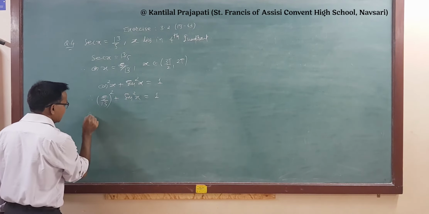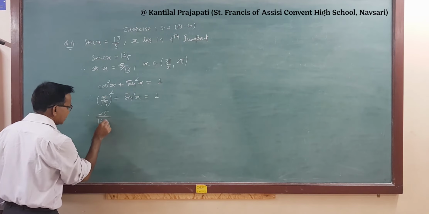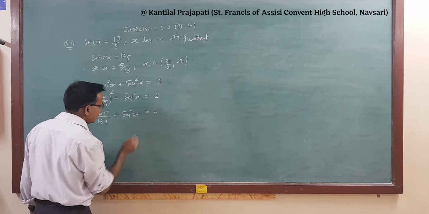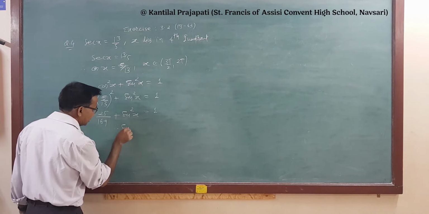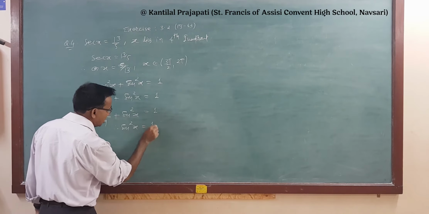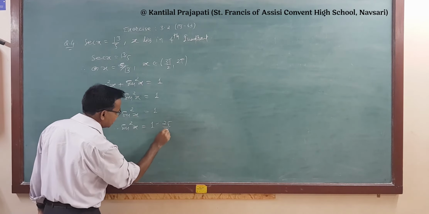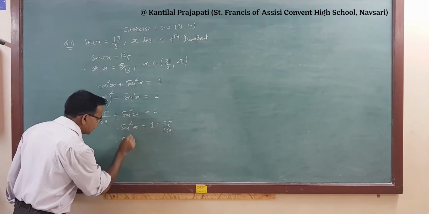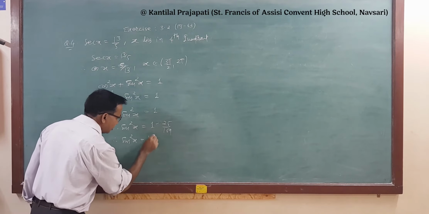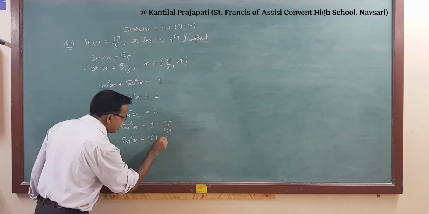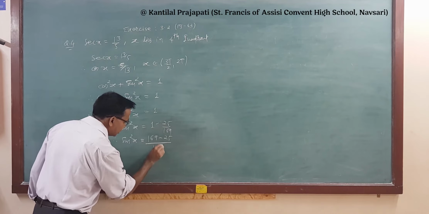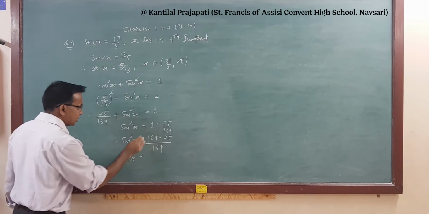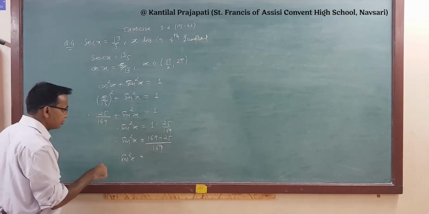And therefore this is 25 by 169 plus sin square x is equal to 1. So from this we get sin square x is equal to 1 minus 25 by 169. Take LCM, so 169 minus 25 by 169, and therefore sin square x is equal to, what is the subtraction here? It is 144.